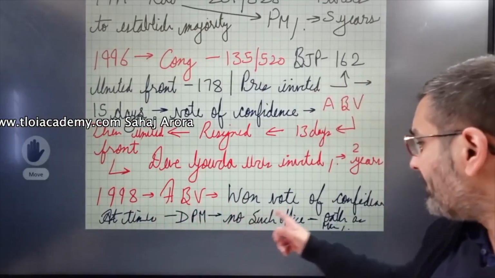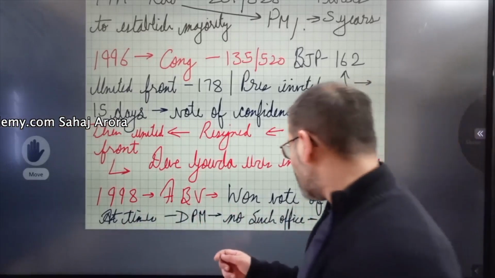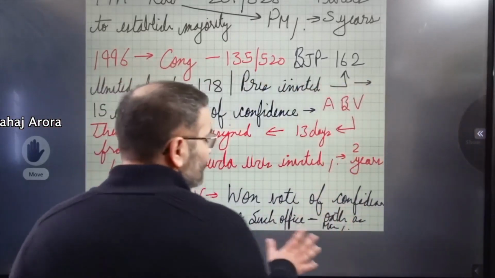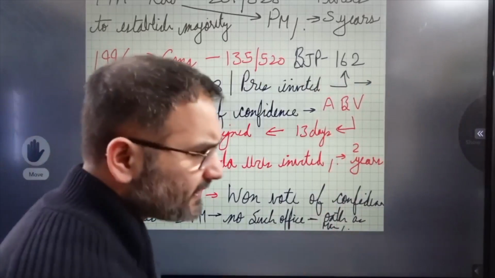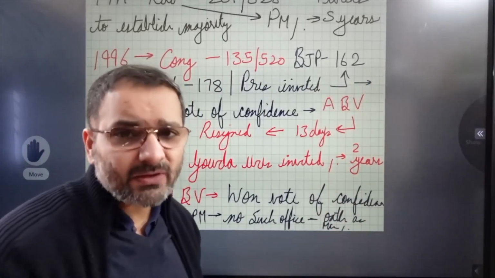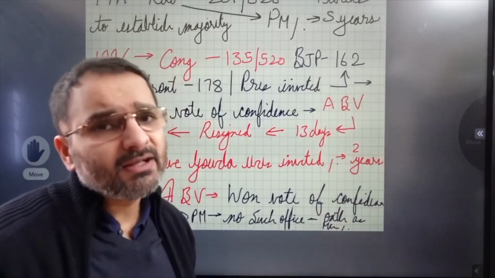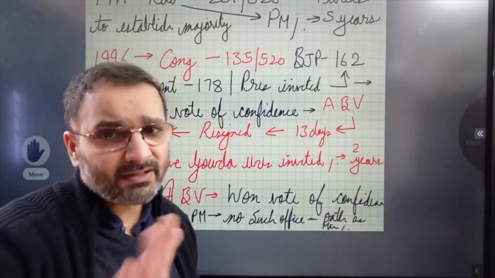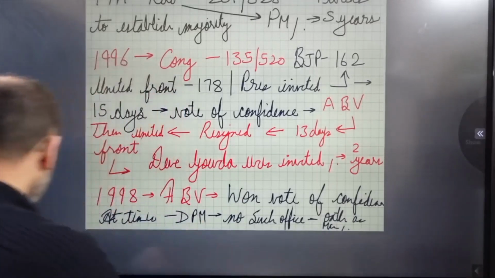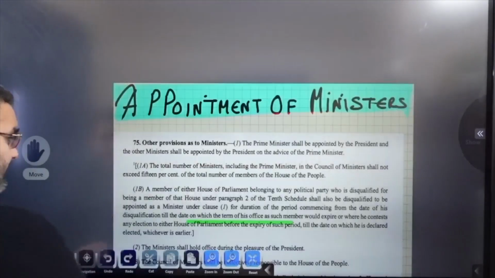In 1998, Atal Bihari Vajpayee won the vote of confidence at times, and sometimes the Deputy Prime Minister is asked to take oath, in situations where some permutation combination comes out. But the Deputy Prime Minister is not a constitutional post because he is nowhere mentioned in the constitution.